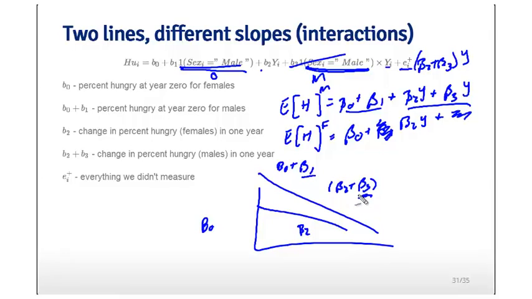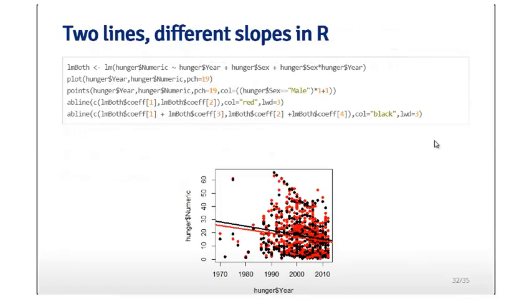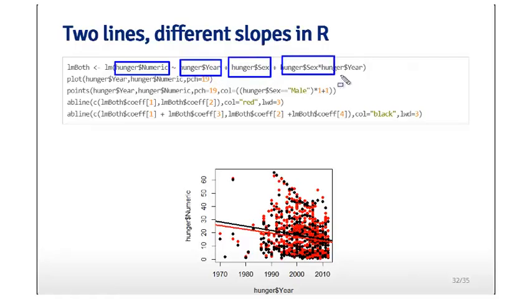And notice the new variable that we included was an indicator variable times year. So all we did was include the indicator variable times year. And so here we fit it. We have our outcome, the percent hungry, we have year, we have gender, and we have gender times year.